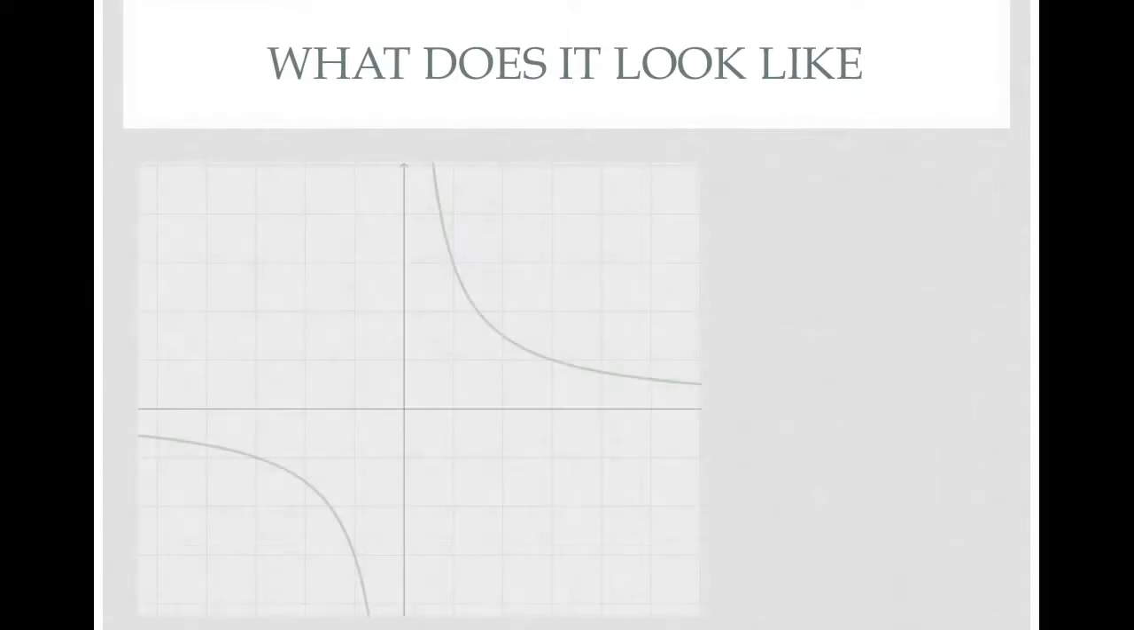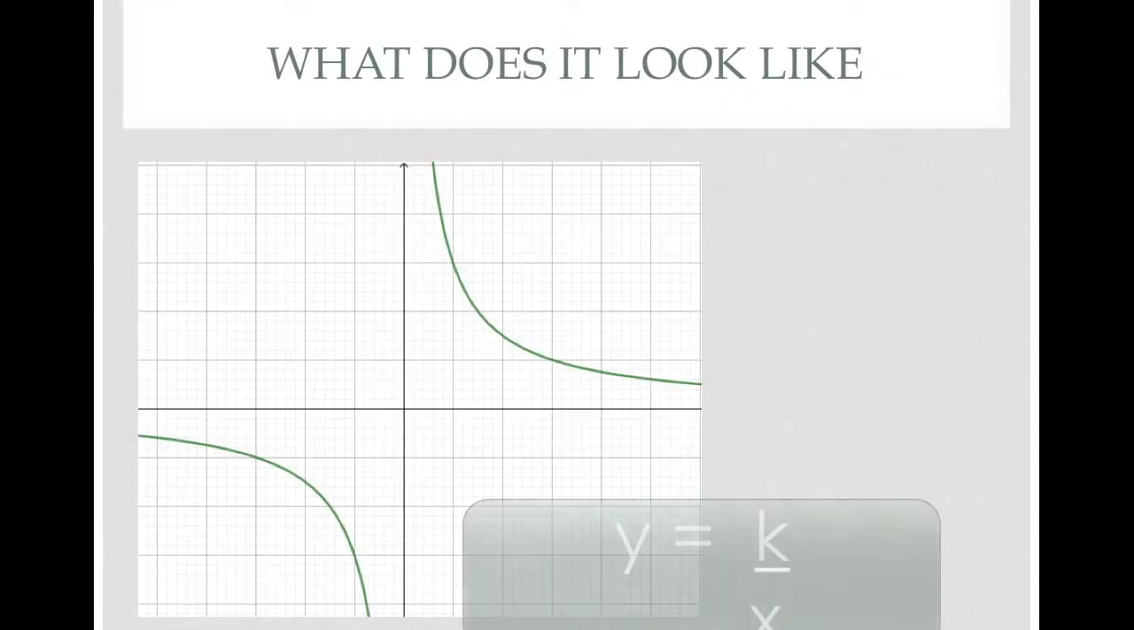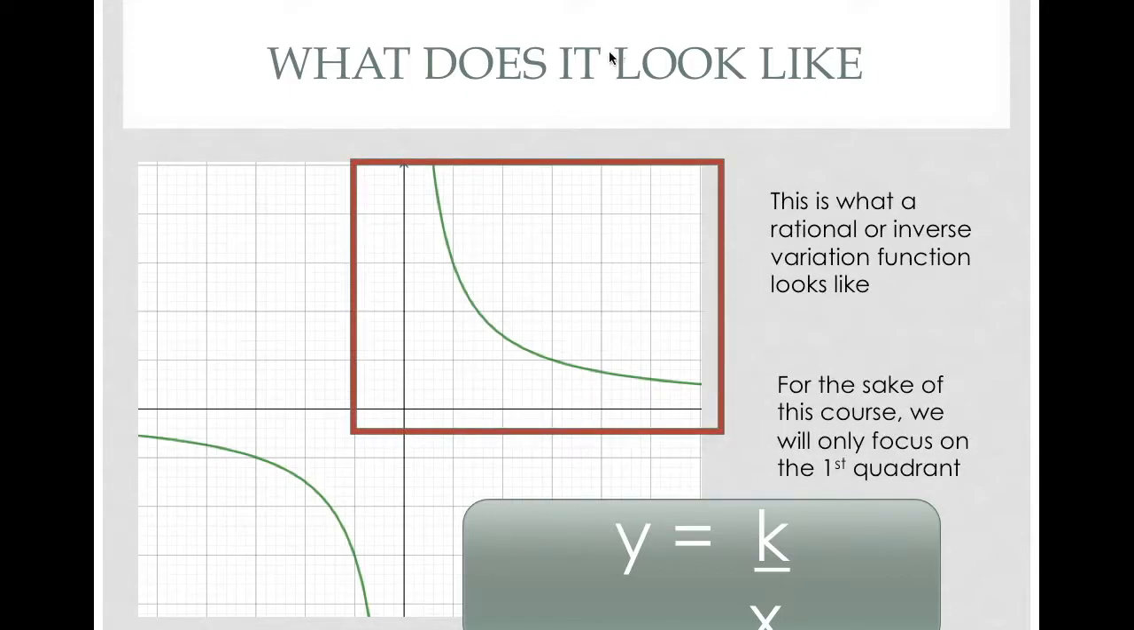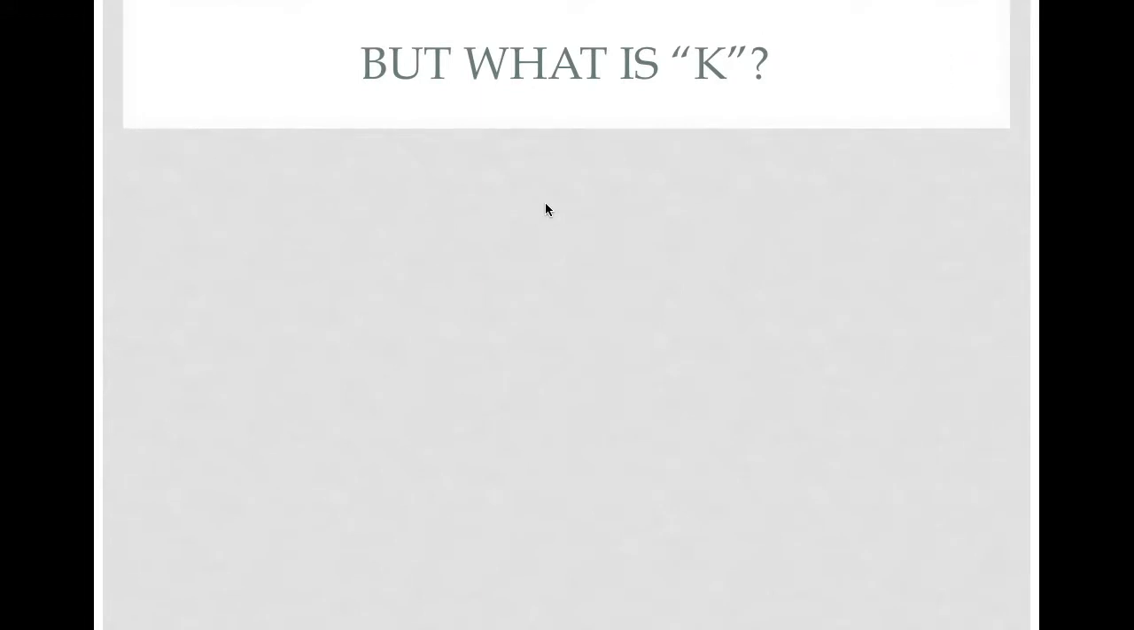What does the rational function look like? Something like this. You'll notice that there are two pieces to this rational function, but in our math, we only look at what the function looks like in the first quadrant. So that's the only thing that we are going to be focusing on. But FYI, there are two curves in a rational function. The second one, though, in the third quadrant is not what we will be looking at, just the first one.